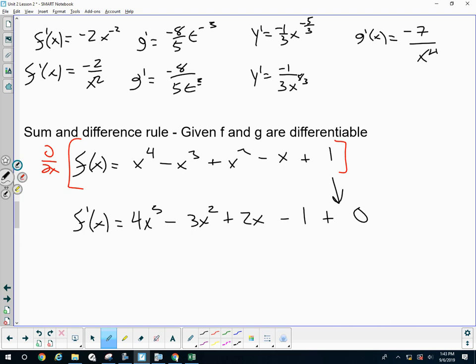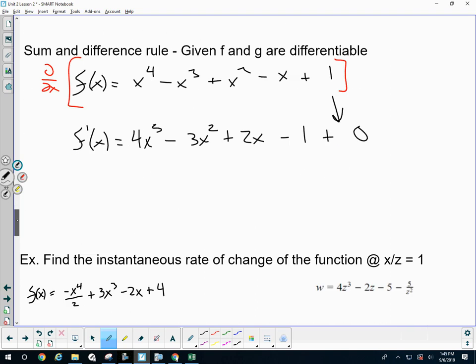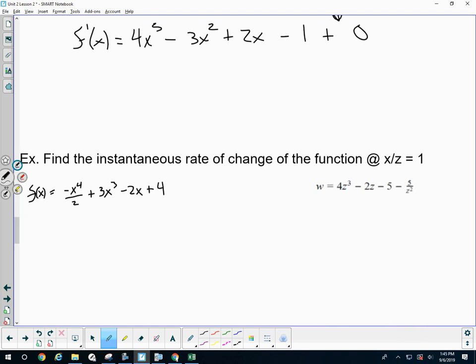Do we need the plus 0? No. I will be including the plus 0 just so you don't forget that we are taking the derivative of 1 and it is 0. So, oh, wait, hold on. It doesn't say take the derivative. It says find the instantaneous rate of change of the function at x equals 1. So I got to find the instantaneous rate of change of that function at x equals 1.